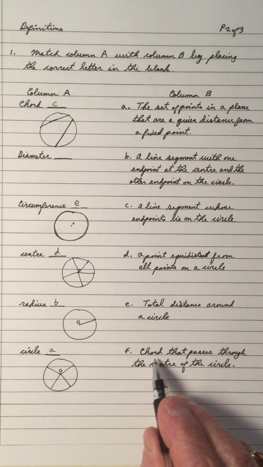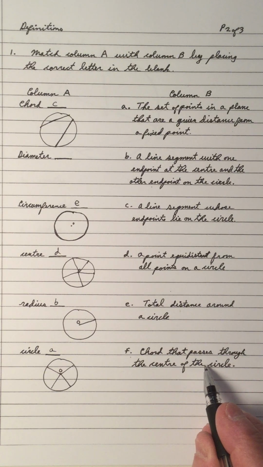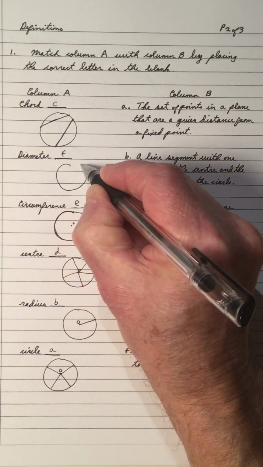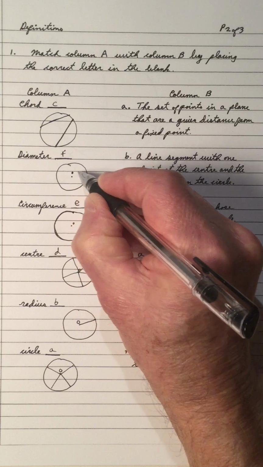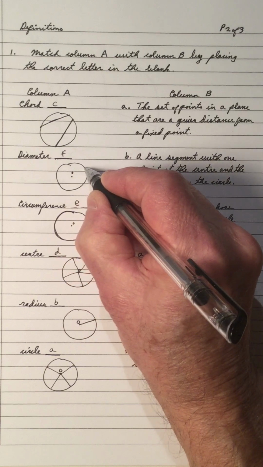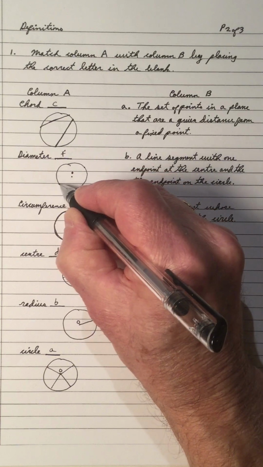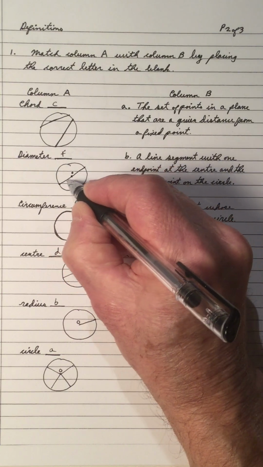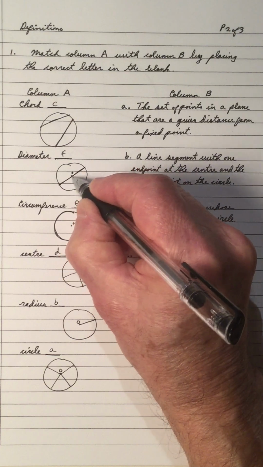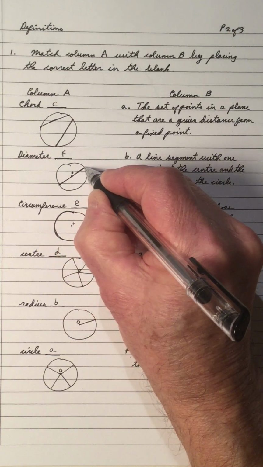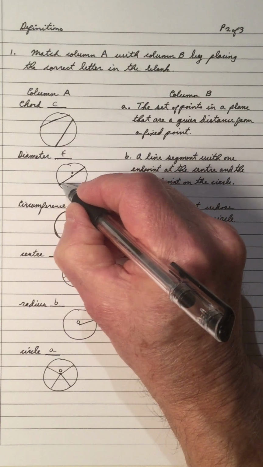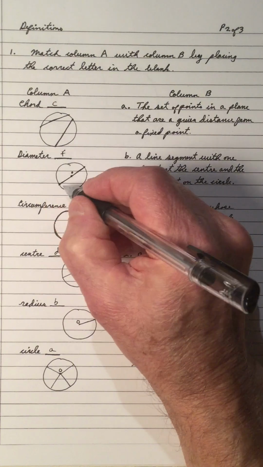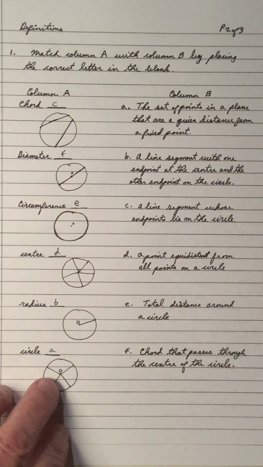And we have one left, a chord that passes through the center of the circle, and that's F. F is the diameter. So here's the center. A chord goes from one point on the circle to another, passing through the center. So there's the center, and there's the chord. A chord has endpoints on the circle, and it passes through the center of the circle. So this is a chord, but it's a special chord called a diameter.